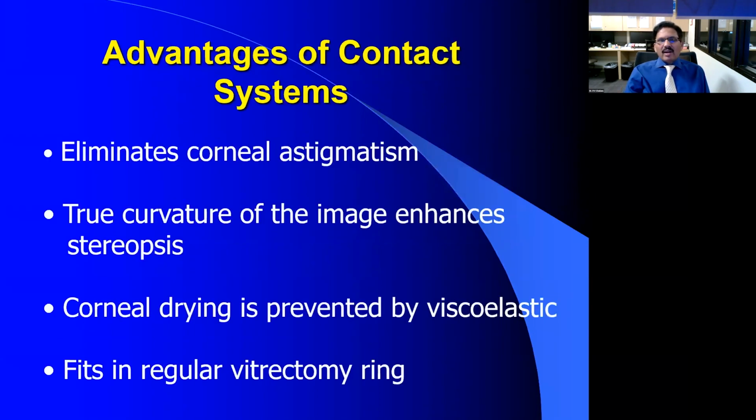So anyway, what are the advantages of the contact system? Each of them has advantages and disadvantages, quickly. The contact system eliminates the corneal astigmatism. The true curvature of the image enhances stereopsis, especially in the periphery. This is really important.